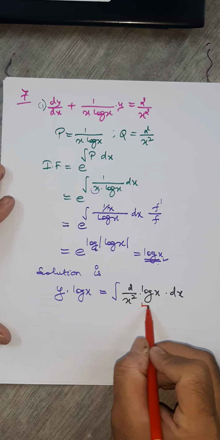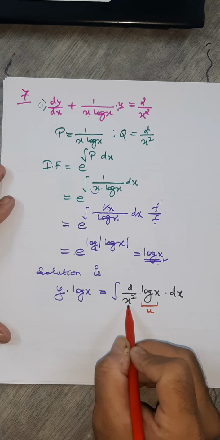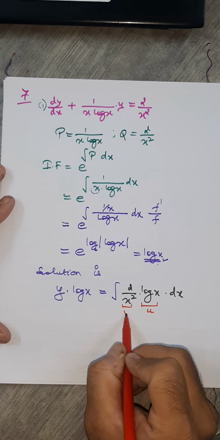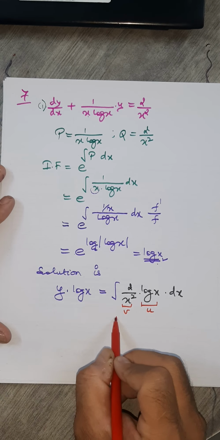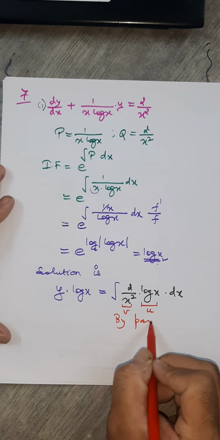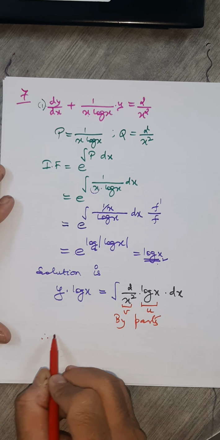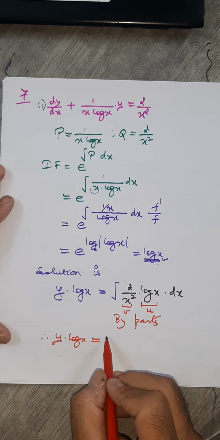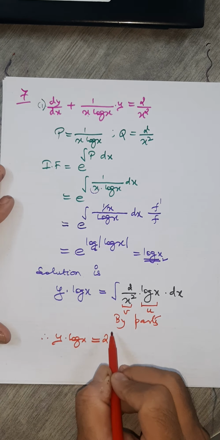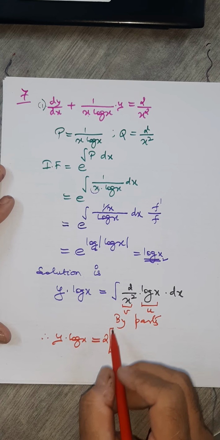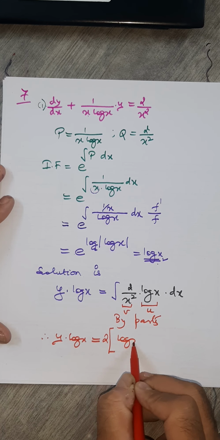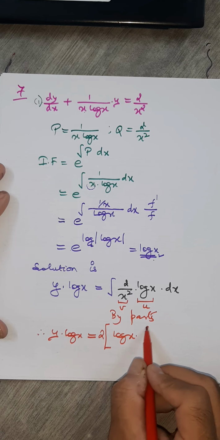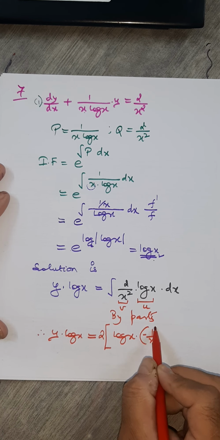Again, product rule. Log is always u. Take 2 outside. This is just v, remember. So we'll do by parts on the right hand side using LIATE rule. So here y into log x as it is. Log x 2, you can keep it outside here. Log x will come out into integral of 1 by x square. You can just recall it is minus 1 by x.